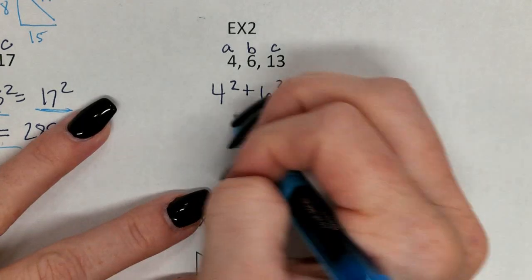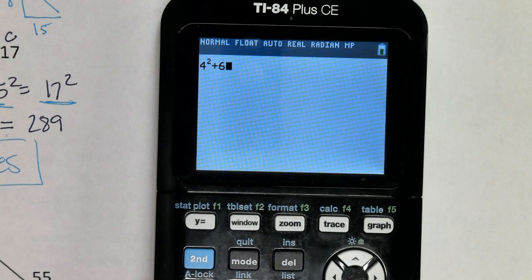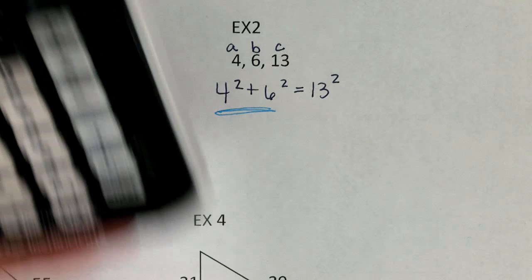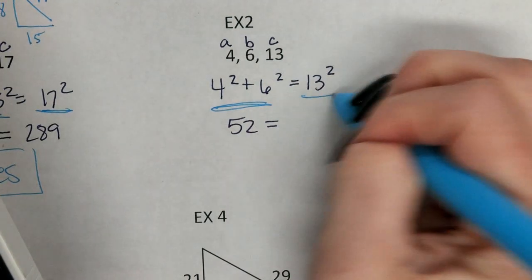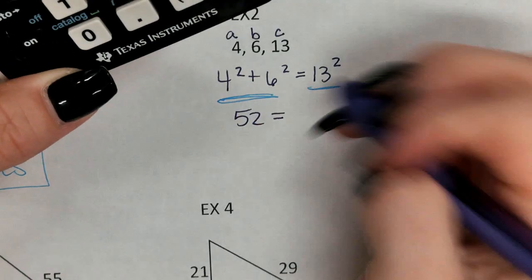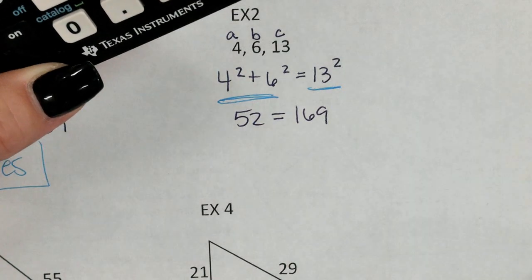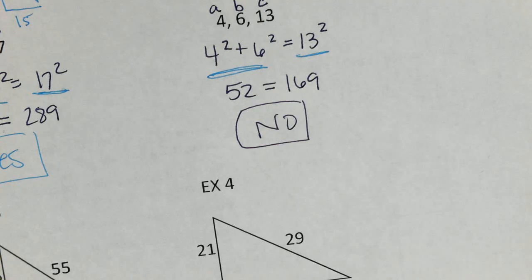Then you're going to type this side in your calculator. So 4 squared plus 6 squared. And I got 52. And then I'm going to type in this side in my calculator. So 13 squared. And I got 169. Do those equal? No. So this would not form a right triangle. It would form a triangle, but it would not be a right triangle with a right angle. Make sense?